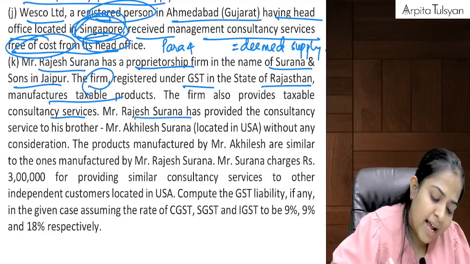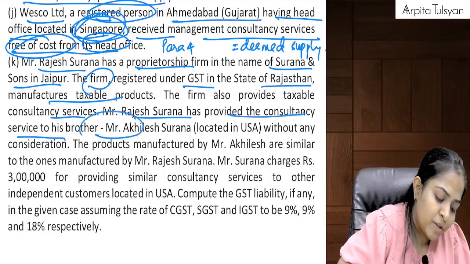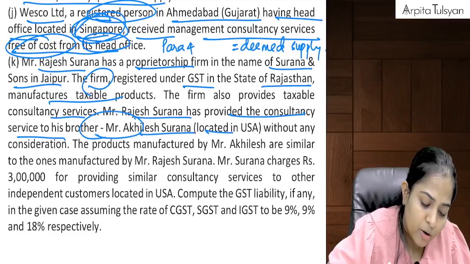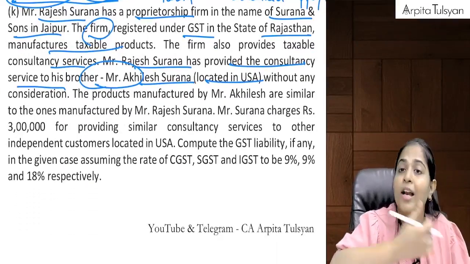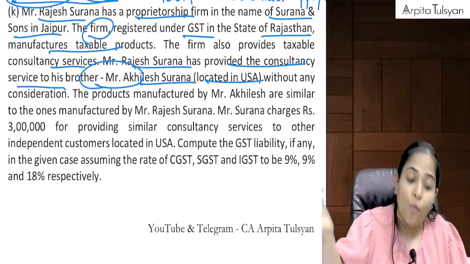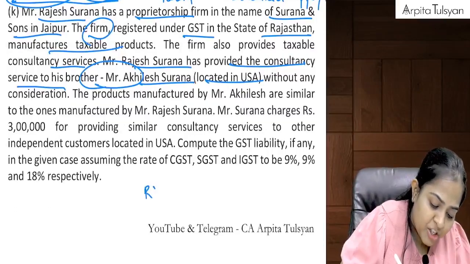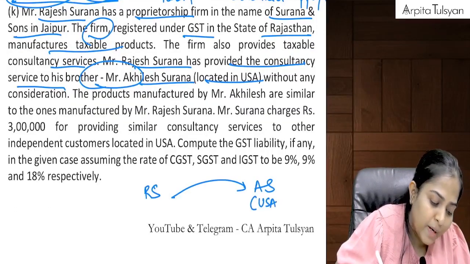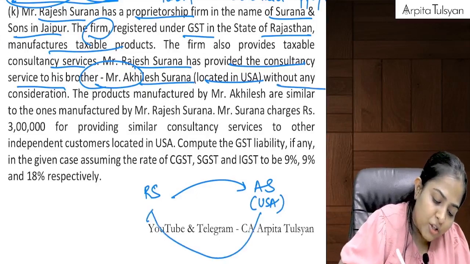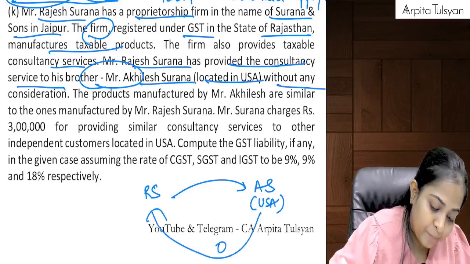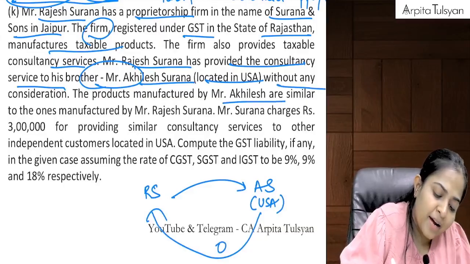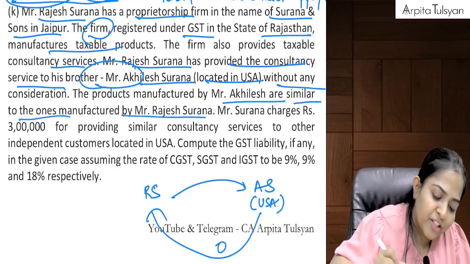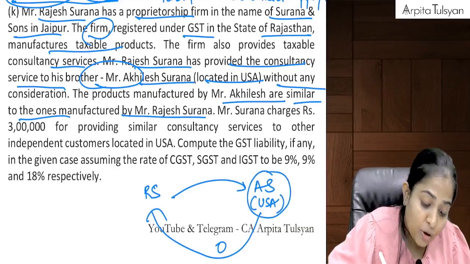Mr. Rajesh Surana has provided the consultancy services to his brother Mr. Akhilesh Surana, who is located in USA. So now we are not importing the service, but we are providing the service. Rajesh Surana is providing the service to Akhilesh Surana, who is in USA, without any consideration. So he is not going to pay anything in return. The products manufactured by Akhilesh are similar to the ones manufactured by Rajesh Surana. So he is also engaged into business.